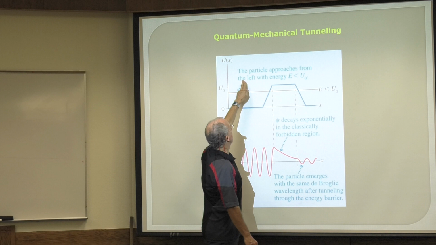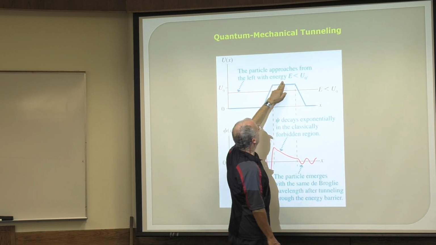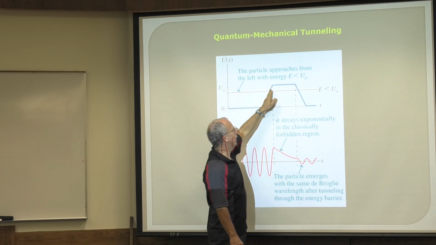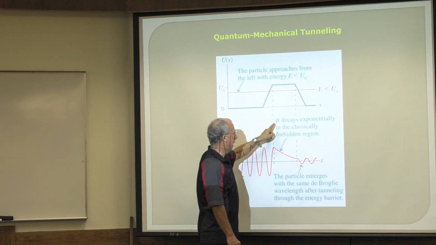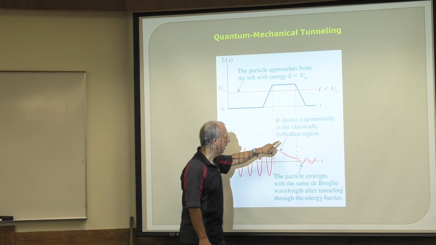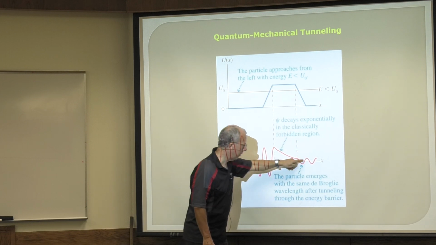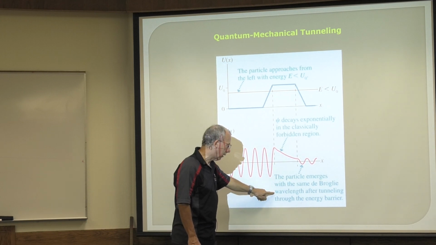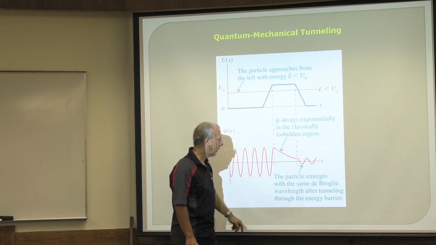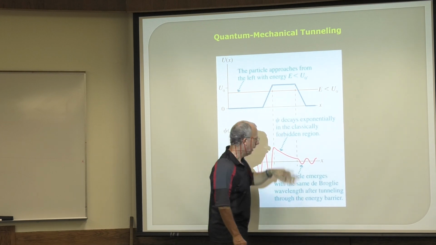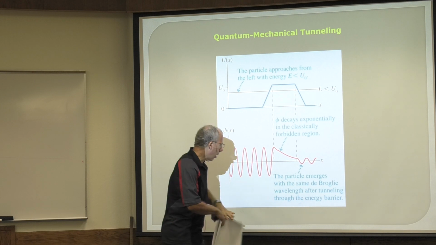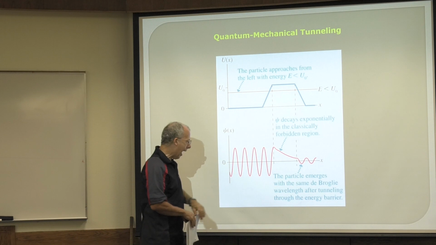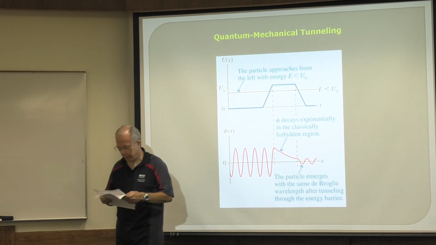So psi, okay, the particle approaches from the left with energy E less than U. So classically, sorry guy, you can't get over there, but it does happen. So psi decays exponentially in the classically forbidden region. Now here's what's kind of cool. The particle emerges with the same de Broglie wavelength after tunneling through the energy barrier. So we're going to call this an energy barrier, okay? And again, look at this. The particle emerges with the same de Broglie wavelength after tunneling through the energy barrier.